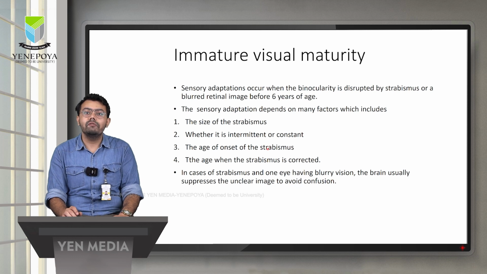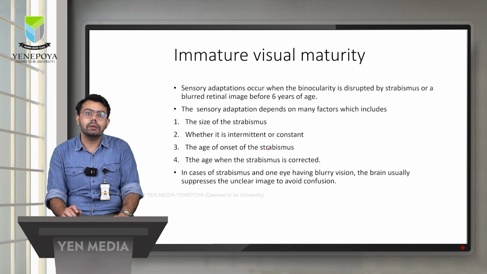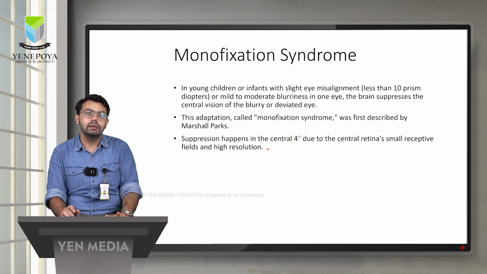And if the visual pathway is immature, the blurred image will be suppressed by the brain, and we get to see only one image. Meaning the image from that eye will be suppressed, and we will see only one image, which will be from the normal eye or the non-deviated eye.